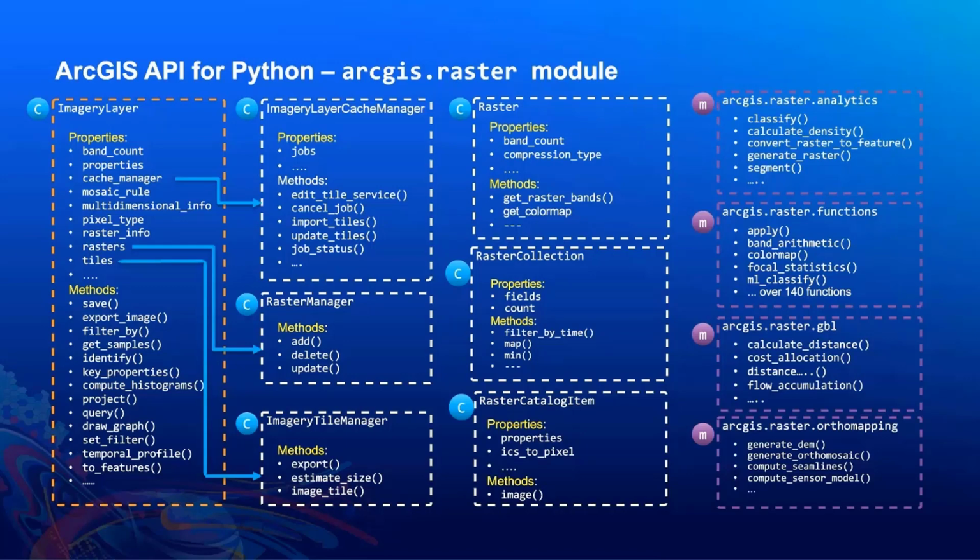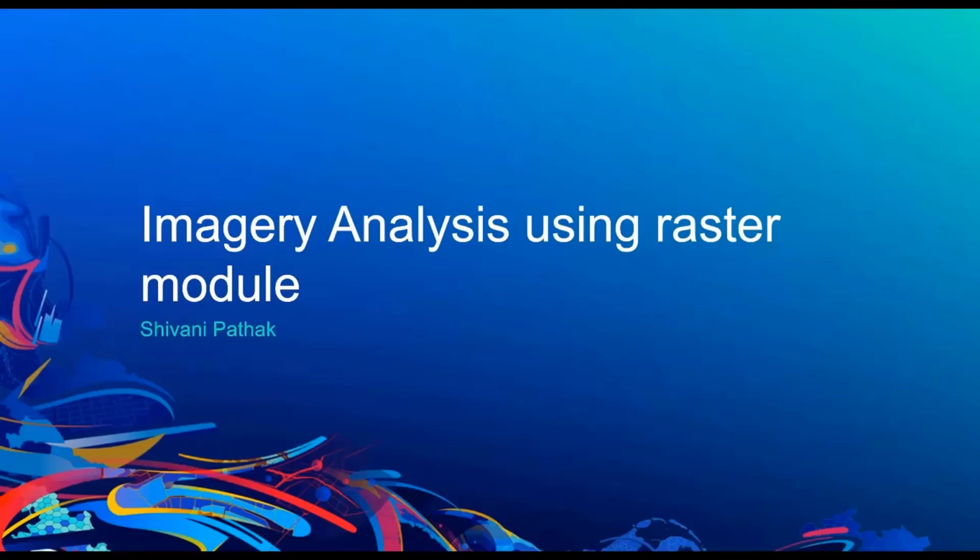Shown here in purple are submodules within the raster module. These submodules each contain numerous functions that allow you to perform analysis on your raster. You can perform both on-the-fly computation for visualization as well as distributed computation for persistent data products. Now, Shivani will give you an introduction about the imagery layer class, different functions that are available in the raster module to perform raster analysis, etc.